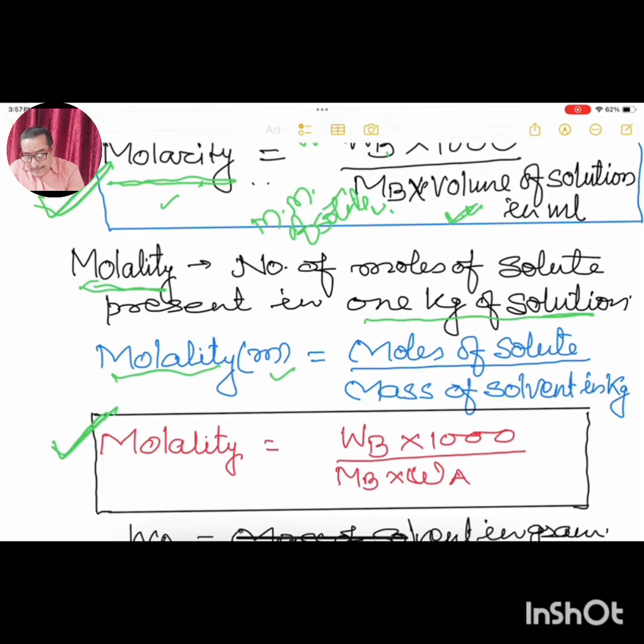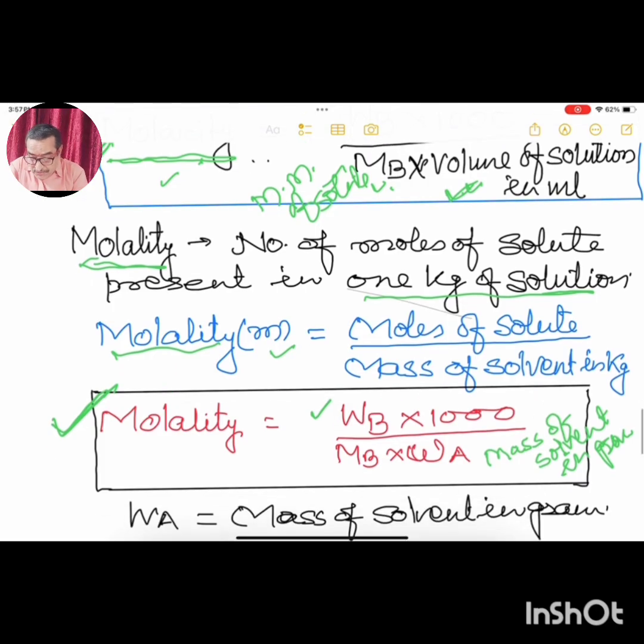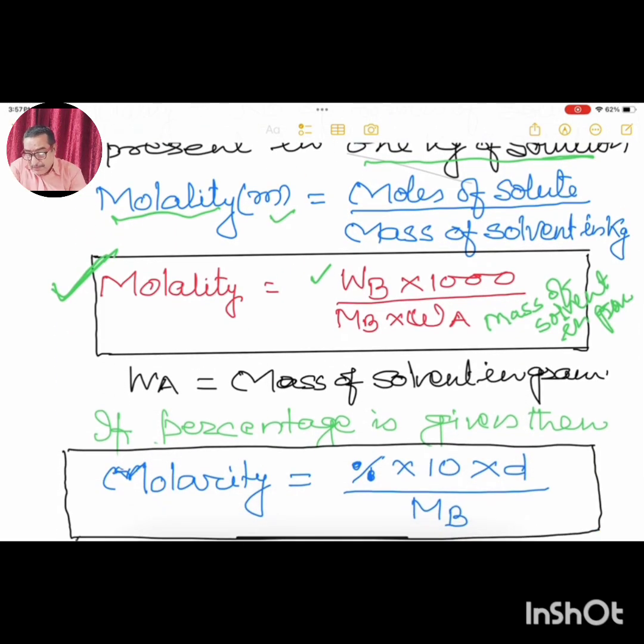Here WA is the mass of solvent in gram. The two things I already discussed earlier: WB is the mass of solute, MB is the molar mass of the solute. So here WA is the mass of the solvent in gram.